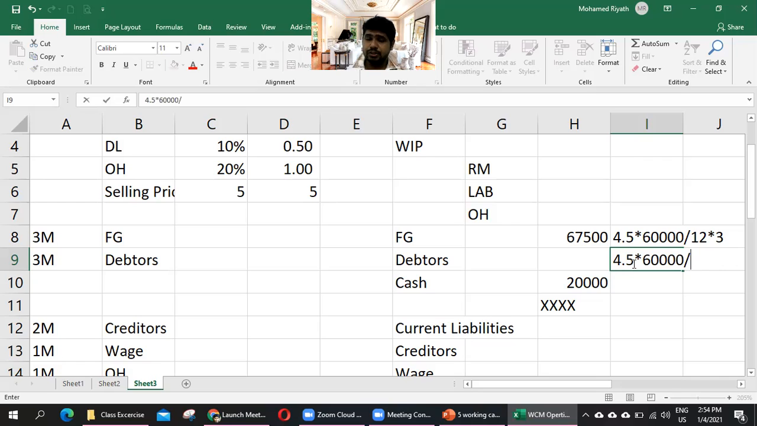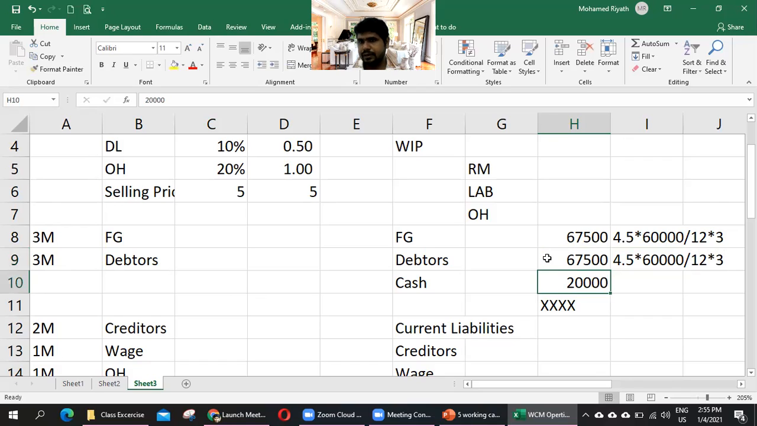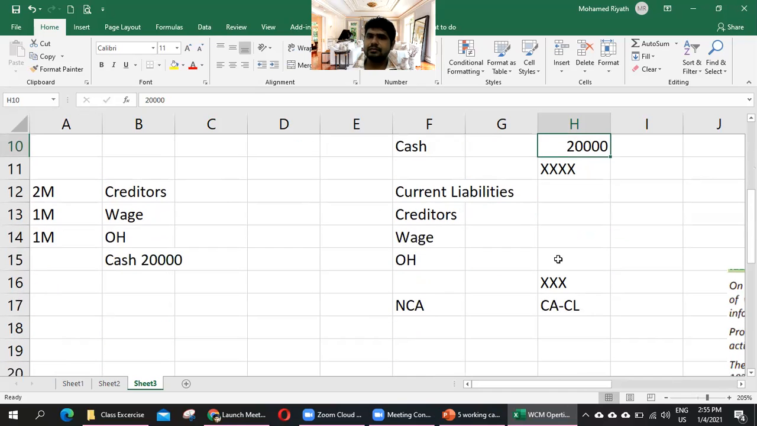4.5 rupees, and 60,000 units we are producing in a year. We have to convert that into 1 month, so divide by 12. And how long do we give our customers to settle? 3 months. Then it equals how much? 67,500. Right? Now we move to current liabilities.